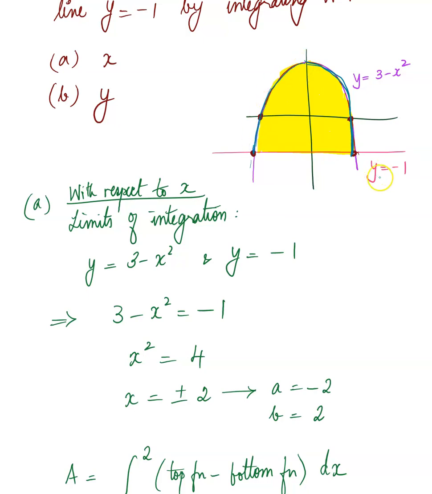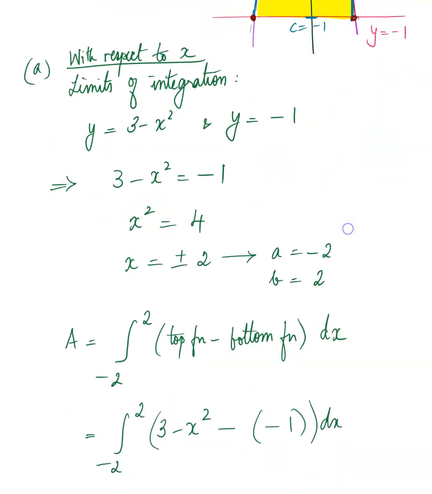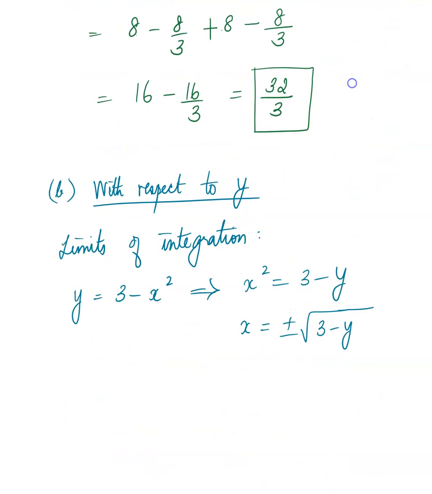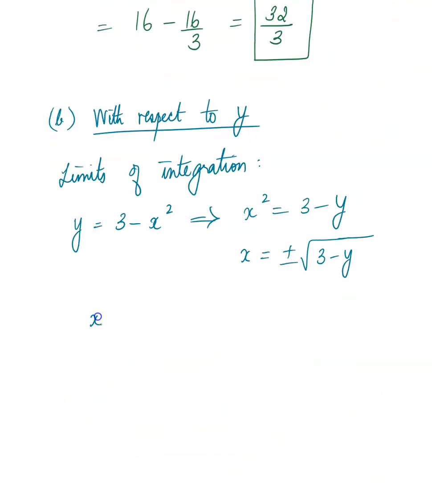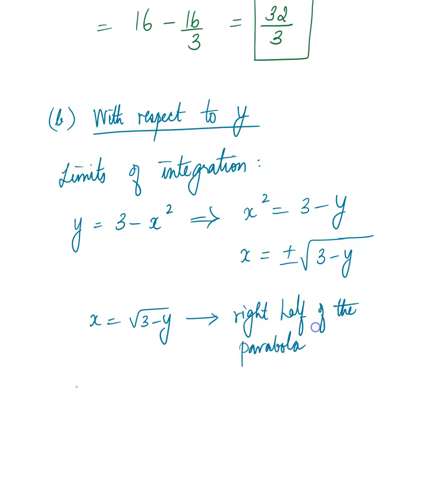Okay, the bottom one cannot be rewritten as x. But we do know that the bottom limit c equals negative 1. We need to see what this top limit is, then we'll get our limits. So this is our right half of the parabola, and x equals negative root 3 minus y will be the left half of the parabola.